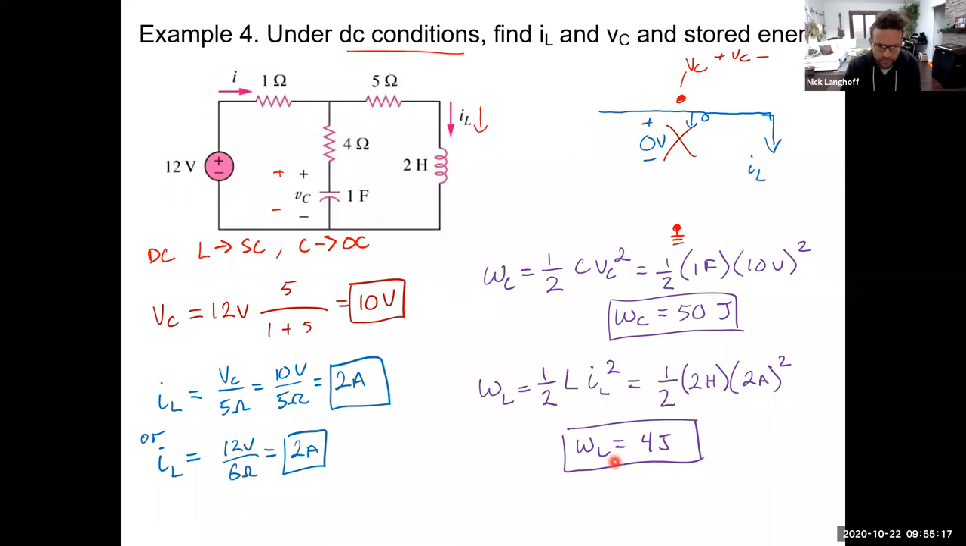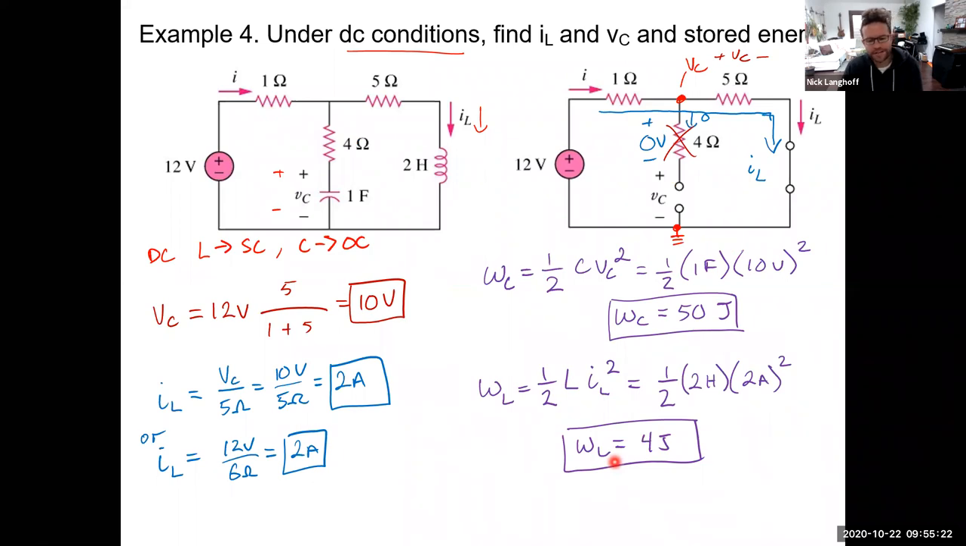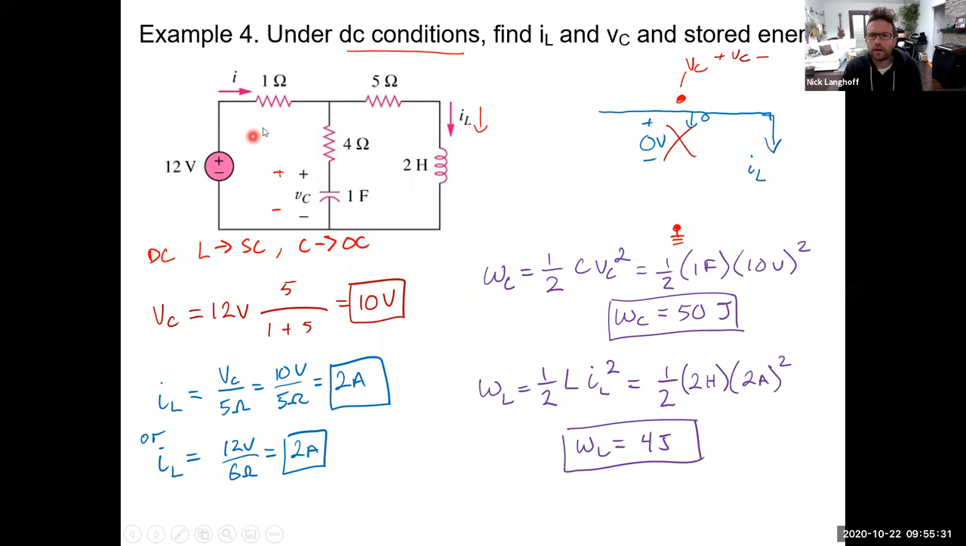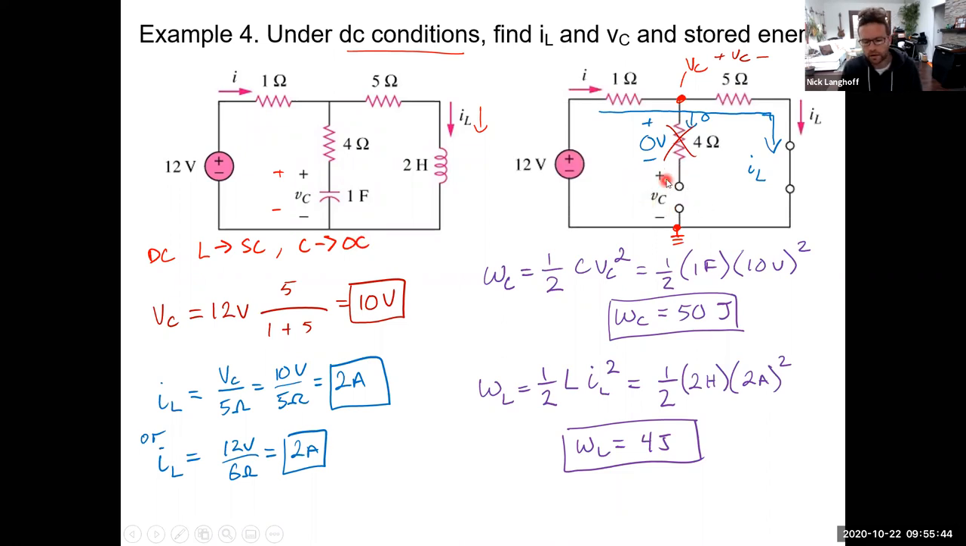Last we left off, we solved this circuit under DC conditions and found the inductor current and the capacitor voltage. The main takeaway is that if you analyze under DC conditions, the inductor behaves like a short circuit and the capacitor behaves like an open circuit. Once the capacitor is fully charged up, it acts like an open circuit, and therefore no current flows through that 4-ohm resistor, and thereby no voltage across it. So this node is VC, and the current through the inductor is a short. That allowed us to do some pretty simple voltage divider and current calculations to find the voltages and currents. And once we knew those, we could easily find the energy stored in the capacitor and the energy stored in the inductor.